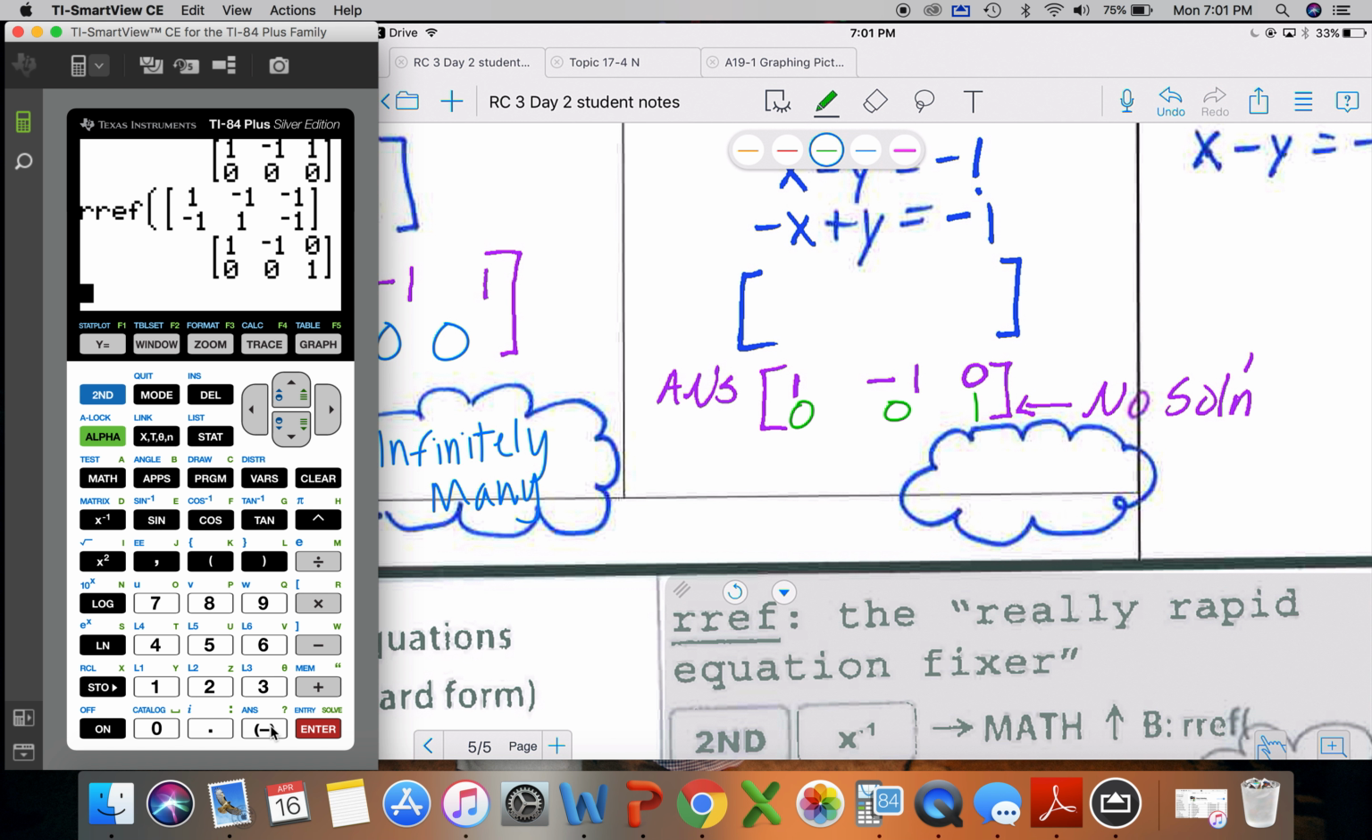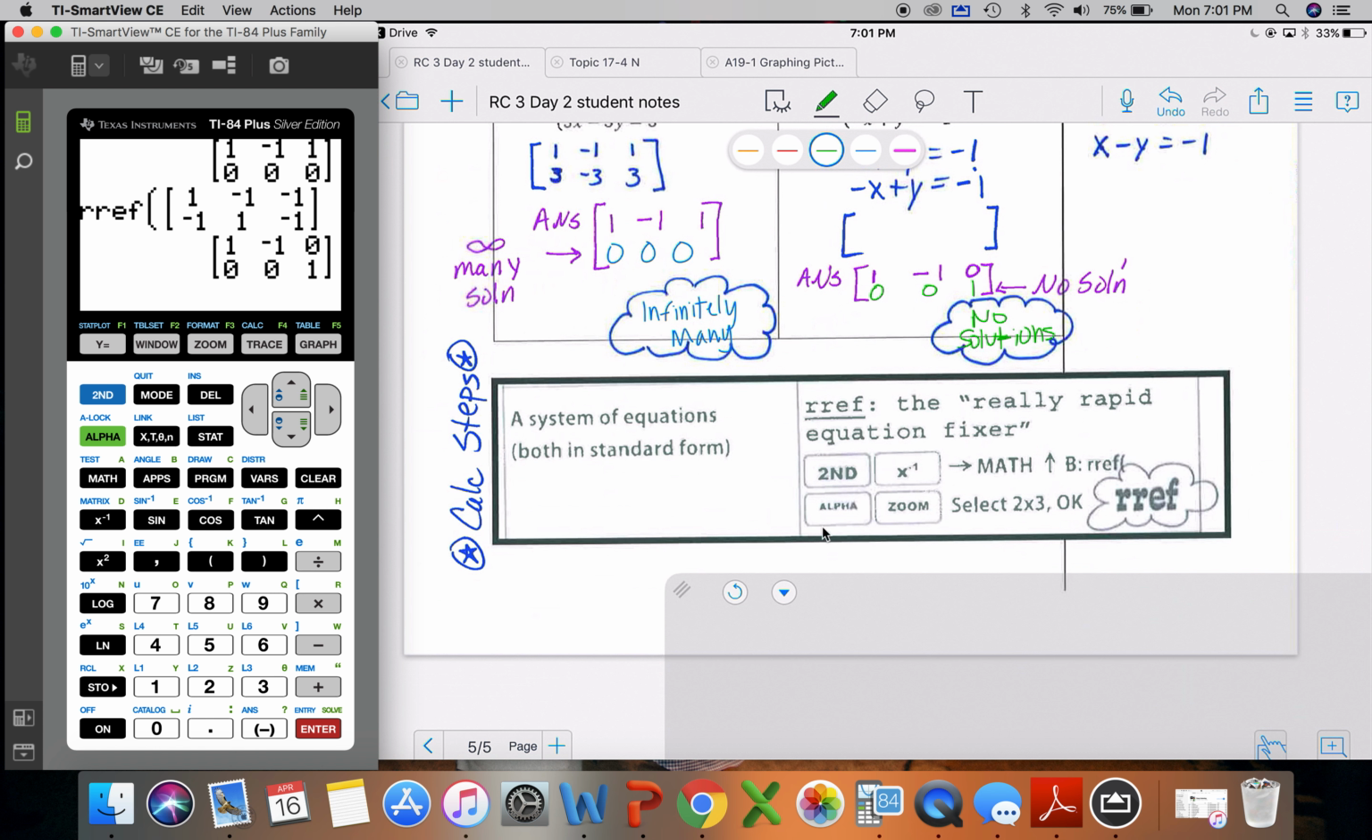Okay, so a quick reminder, we need to do the really rapid equation fixer in order to find the answers to systems of equations using matrices. So make sure you know those steps backwards and forwards because you will have to use them on the EOC and you will have to use them on your test 17.